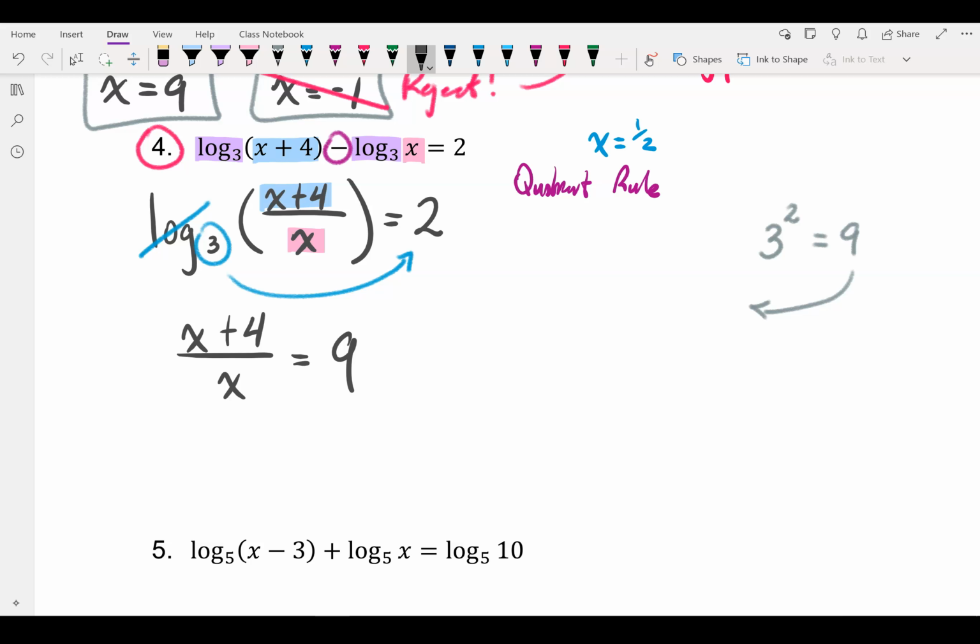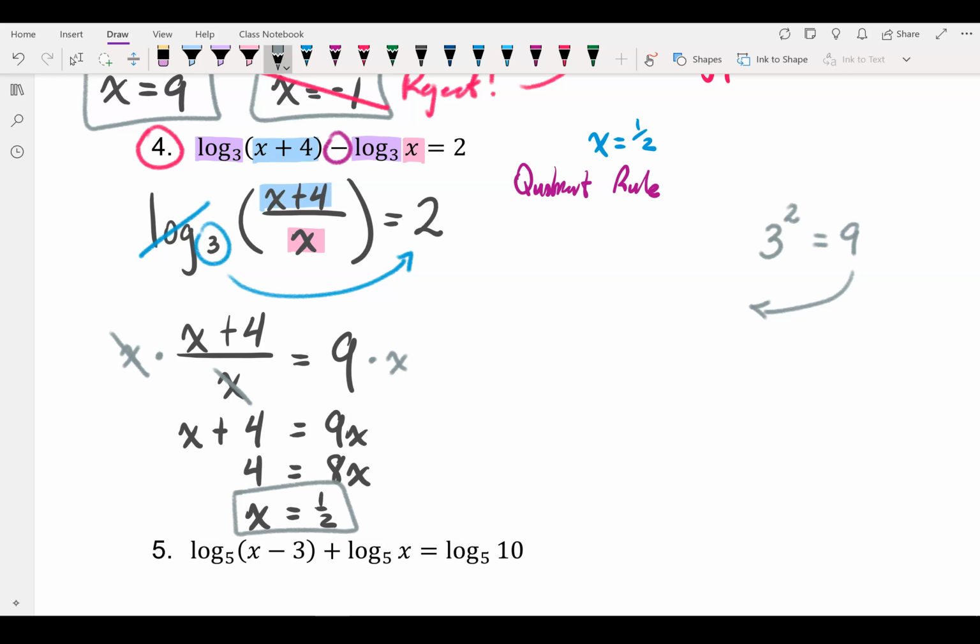Thankfully, we're not. We just multiply both sides real quick by the LCD, which is just the x. So multiply both sides by x. It cancels it off the left side and adds it to the right. 9x. Bring the x over. Divide both sides by 8. And we have our 1 over 2.